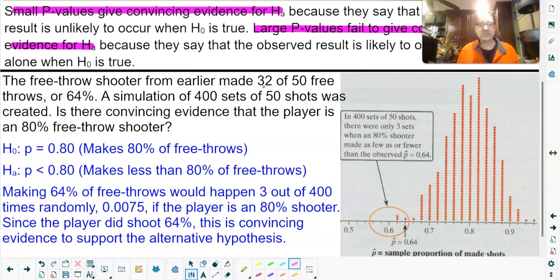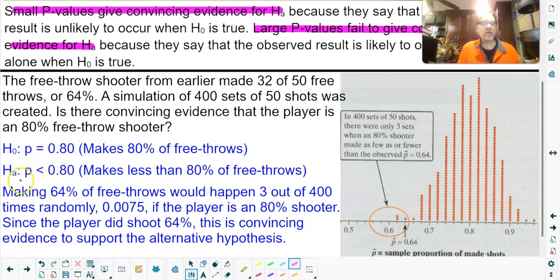So what we decided to do is, all right, we're going to pretend he is an 80% shooter, and we are going to do a simulation 400 times of 50 shots each, because he did 50 shots. And we want to know how many times he got 64% of those shots in or less. So when we make this simulation, is there convincing evidence that the player is not an 80% free throw shooter?